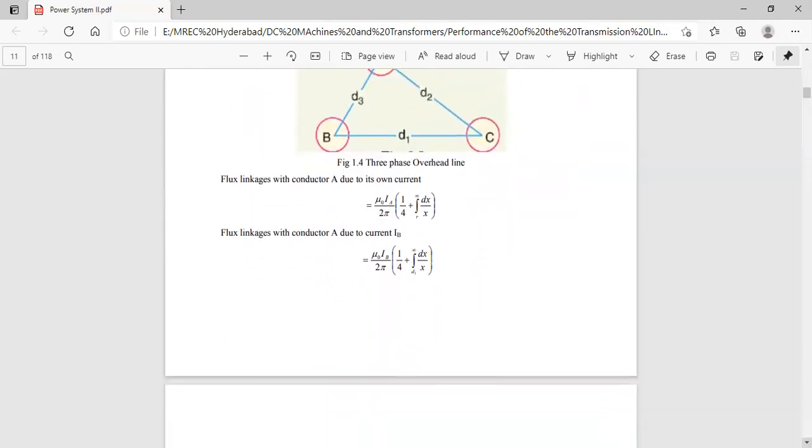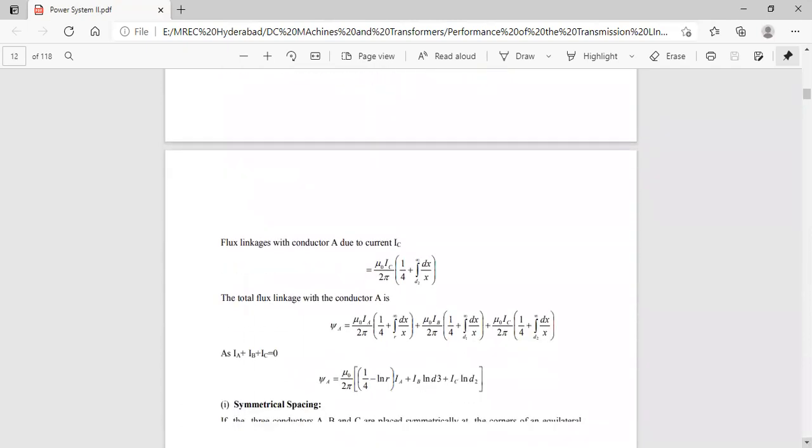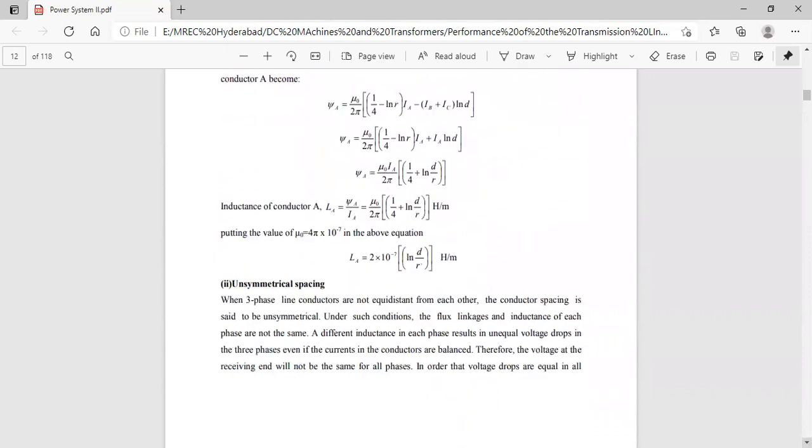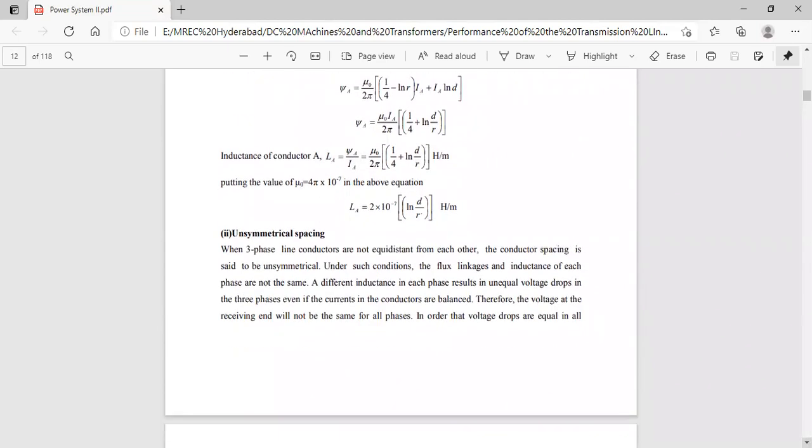So the first equation is the total flux linkage in the conductor A. Next, the symmetrical spacing and unsymmetrical spacings.